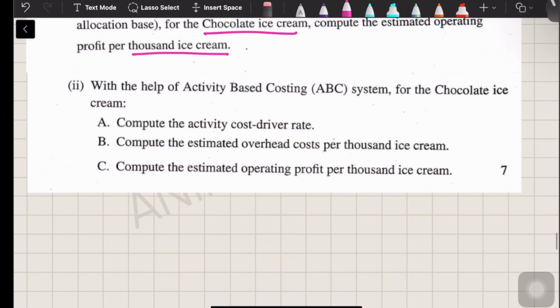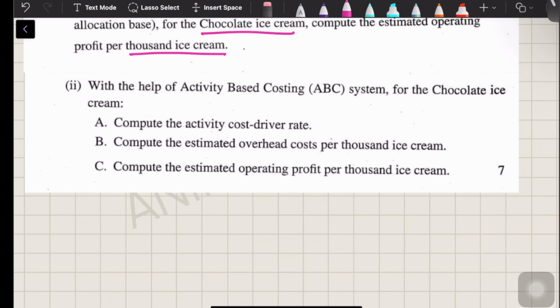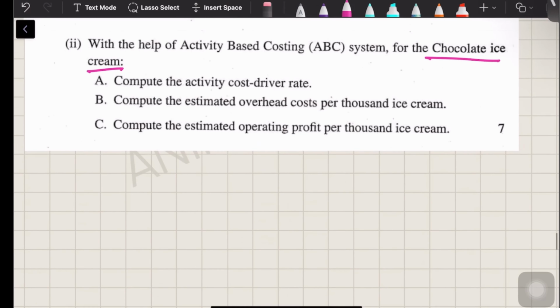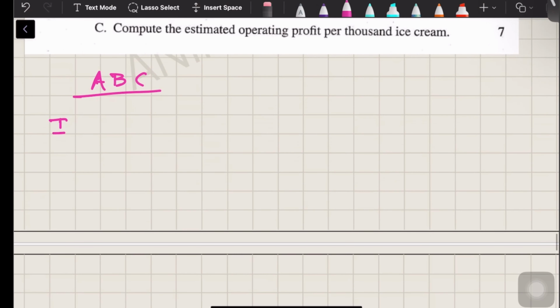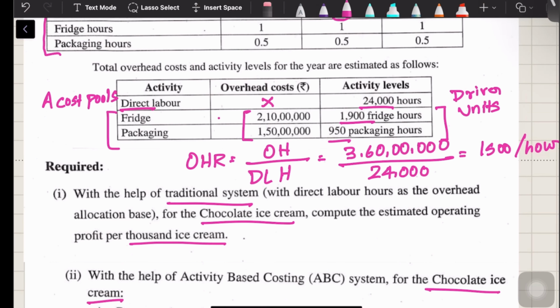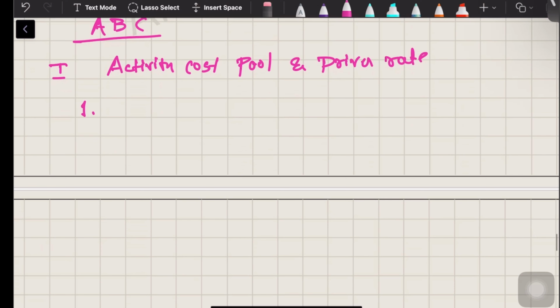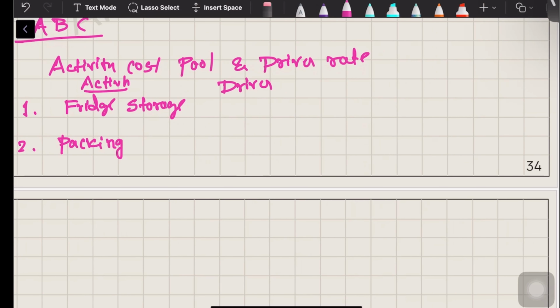Now let's look at the second part of the question, which is on the ABC. We have to do the same thing for chocolate ice cream: compute the activity cost driver rate. So we should have the total cost pool, that is step 1, and for driver rate we need total driver units. In the question, the overhead cost pools are given, also the activity levels are also given. So it is a straightforward thing. So in the first column we write activities, then the overhead cost or activity cost pool for fridge storage and packing we will write.